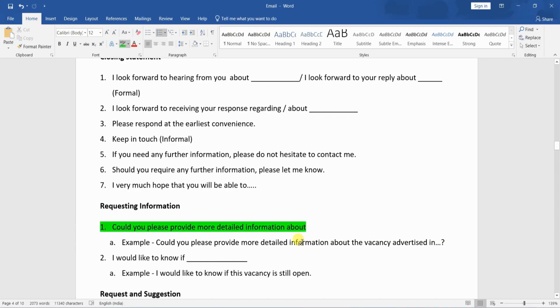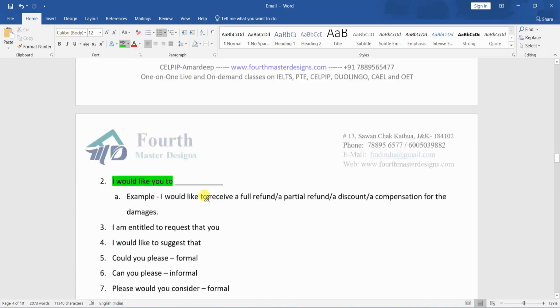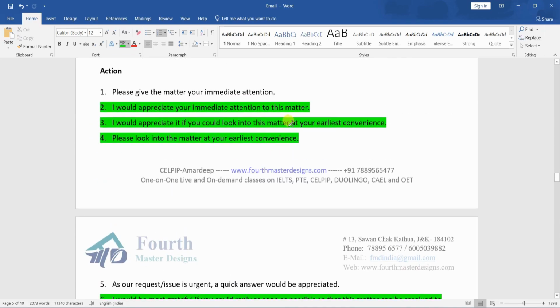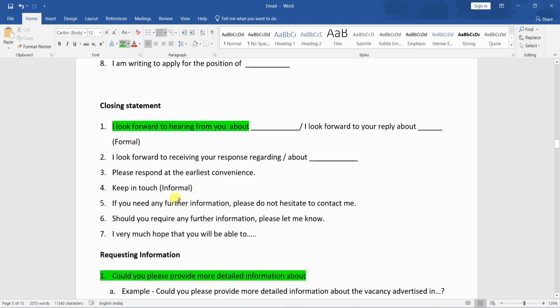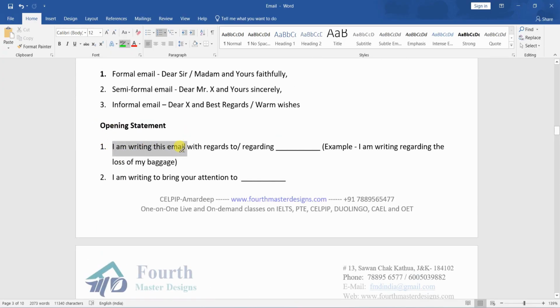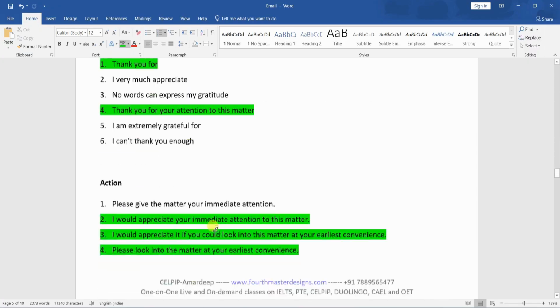If you're requesting information, writing to someone for information, then this sentence becomes important. Very common one, I always use. This one is already there also. "Respond at the earliest convenience." Anyway, I will highlight whatever is common for me. This sentence is also good for friendly tones, informal. And here I am writing this email with regards to. That's all, the sentences are up to you.